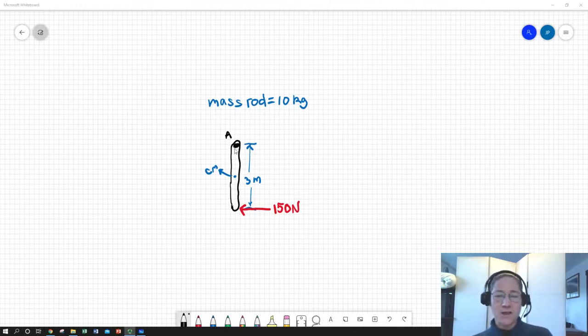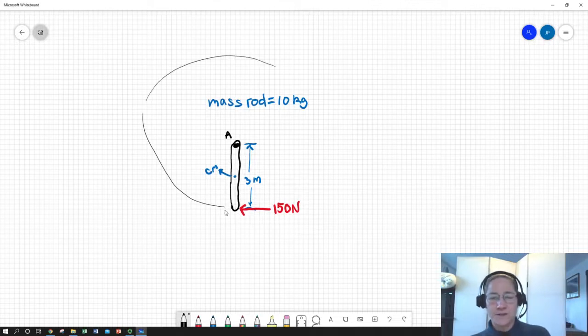So in this case, we're given a single rod. It's uniform, so the center of mass is at the center of the rod, 1.5 meters down from where it's hanging. It's hanging from a frictionless pin that allows the rod to spin around 360. It's being pushed by a 150 Newton force that we're told always remains perpendicular to the rod's direction.